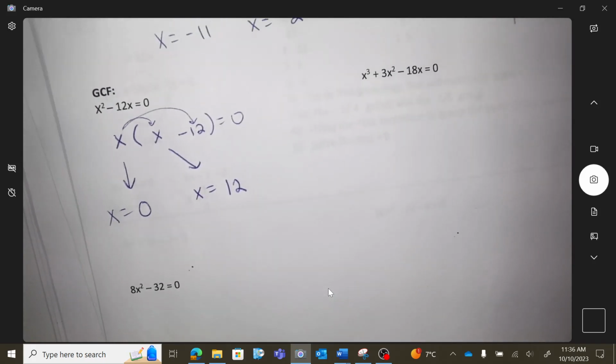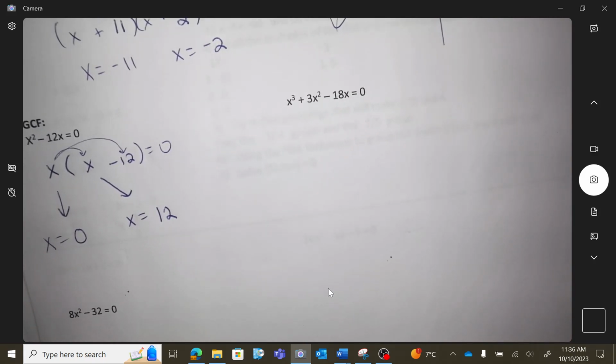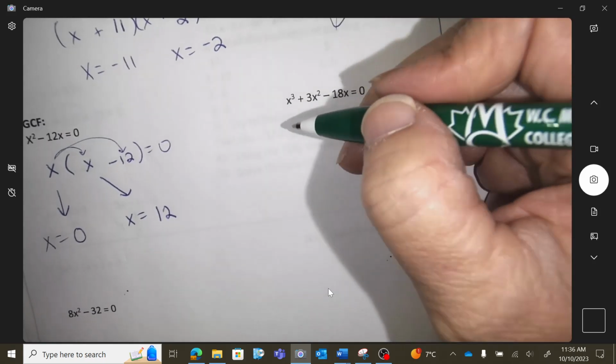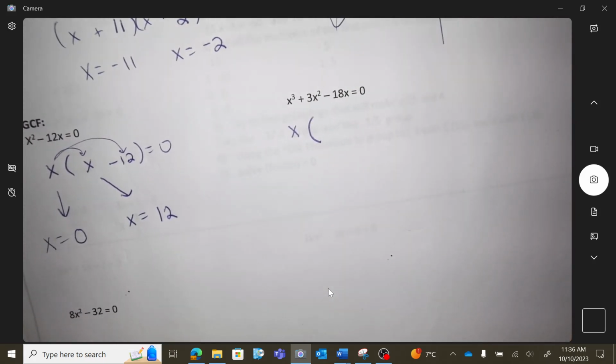Okay, number 2. So this is a GCF. Again, I gave you a GCF example. What could you take out of all three terms? There's three terms here. It looks again like there's an x I can take out.